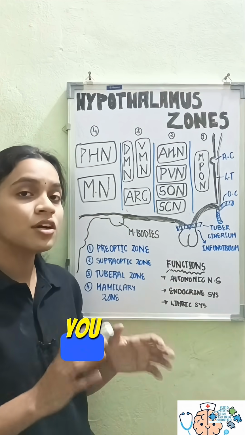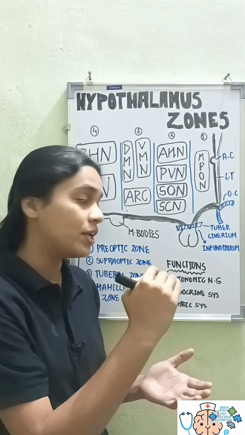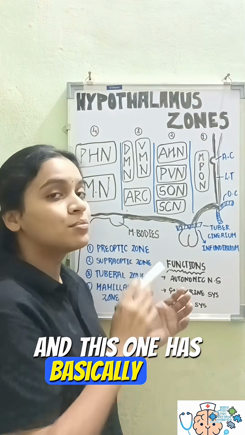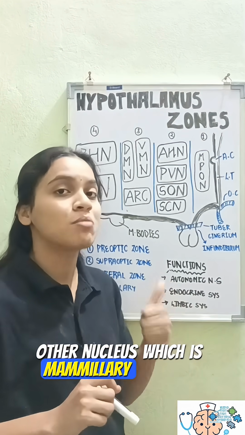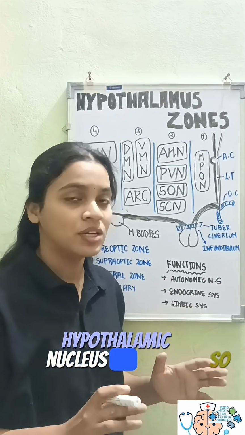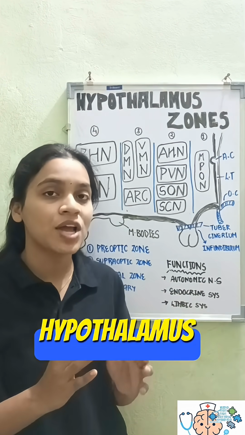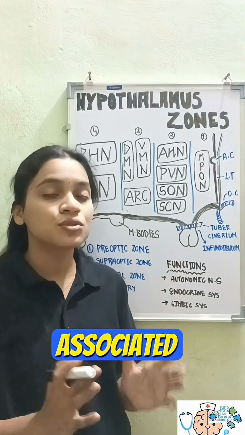And the last zone you have is what you call the mammillary zone, which is just above your mammillary body, and this one has basically two other nuclei, which are the mammillary nucleus and the next one, your posterior hypothalamic nucleus.